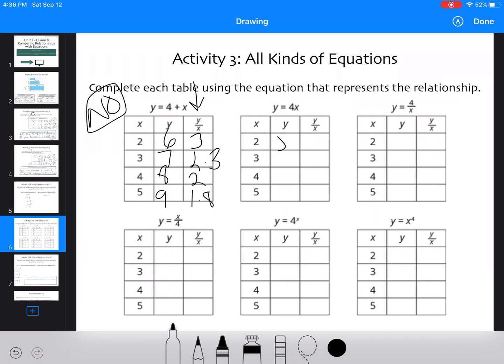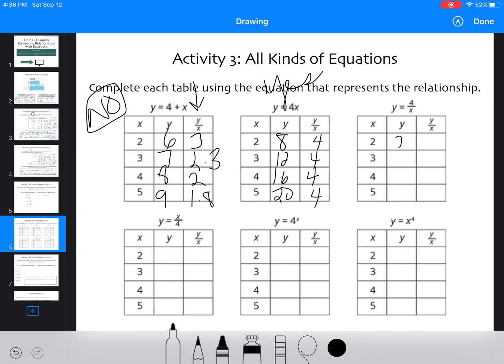So 4 times 2 is 8. 3 times 4 is 12. 4 times 4 is 16. 5 times 4 is 20. So now 8 divided by 2 is 4. 12 divided by 3 is 4. 16 divided by 4 is 4. And 20 divided by 4 is 4. So this would be a yes. So let's check the next one.